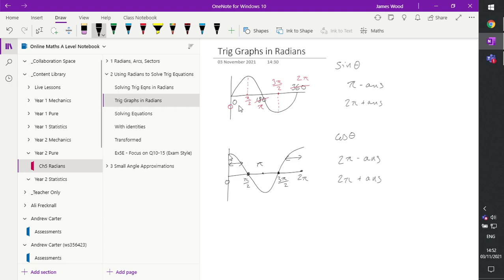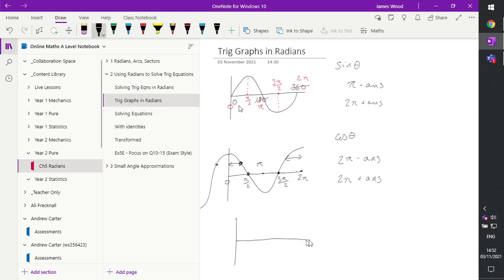Okay, so we can use those rules. Also, we can still use the symmetry of the graph like this. So for example, if we had a solution here, we would also have one here. If we had one at pi over 6, we would also have a solution at minus pi over 6, because cos is what you call an even function, so it's symmetrical about the y-axis.